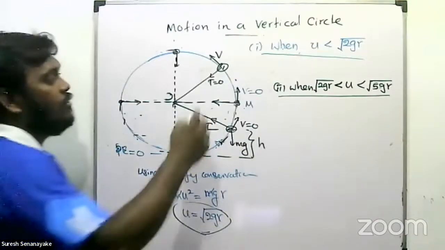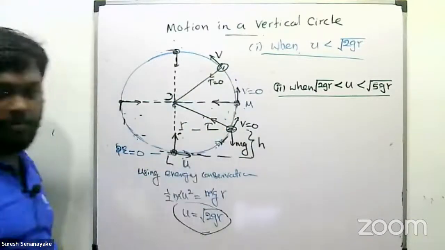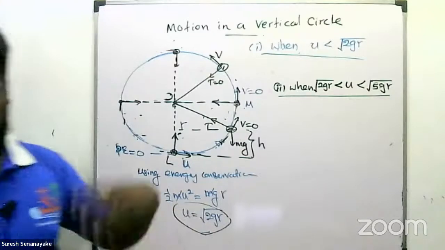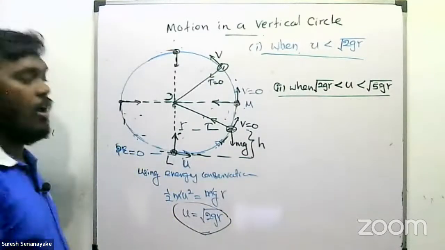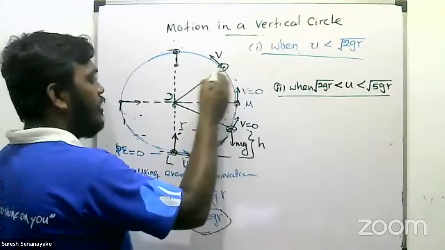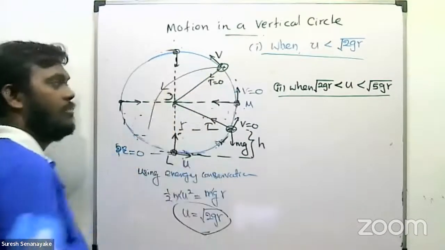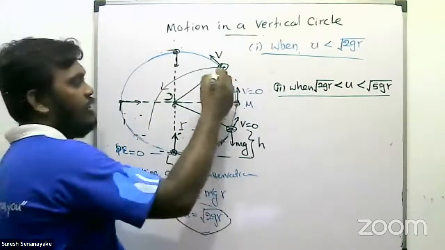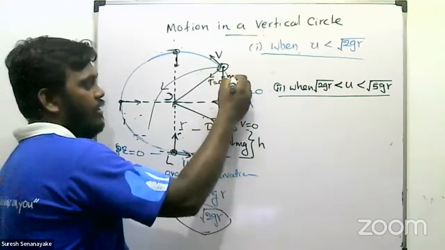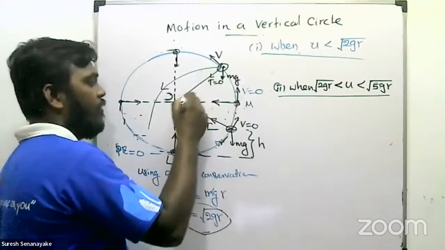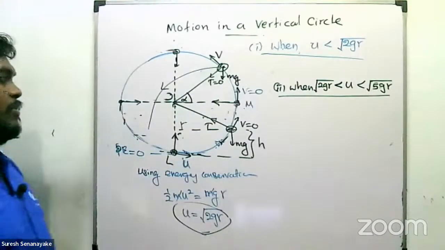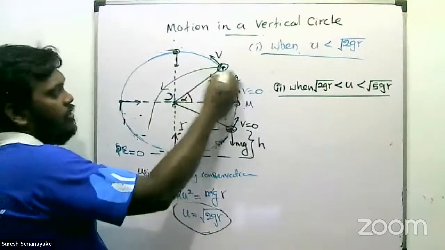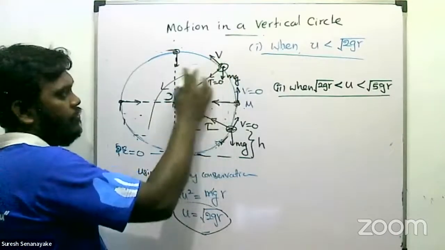Then there's nothing other than the weight of the body. The body is moving under its weight, so what happens? The motion is then a projectile motion, right? It will come like this. At this position, only the weight is there now. So we can find the angle alpha at which it leaves the circle, and we can find at what height it leaves the circle.